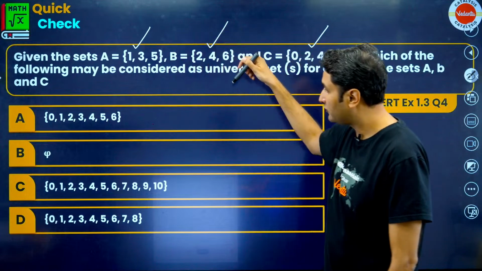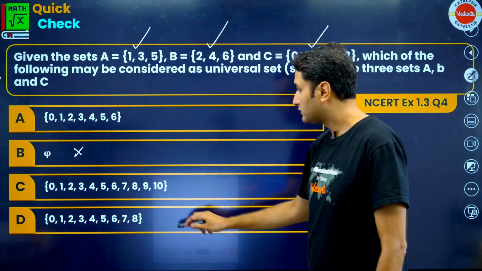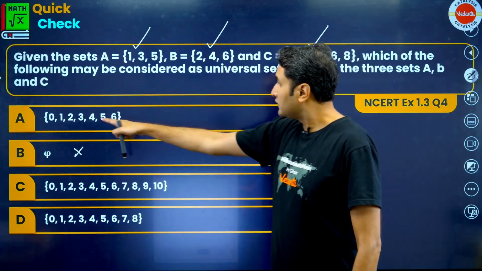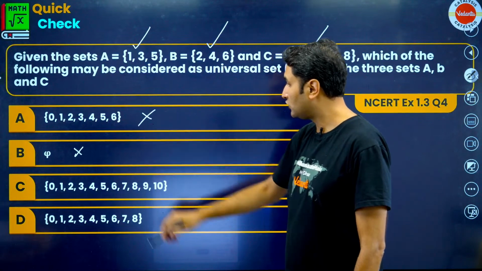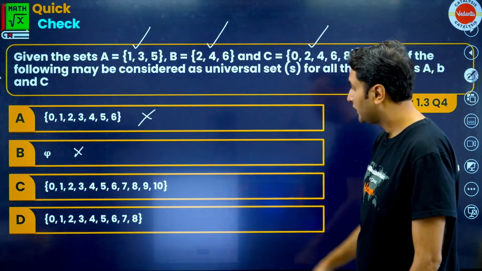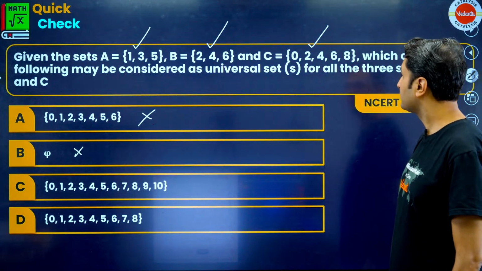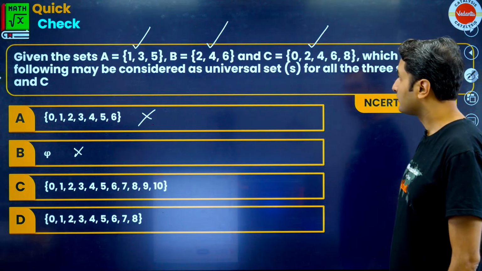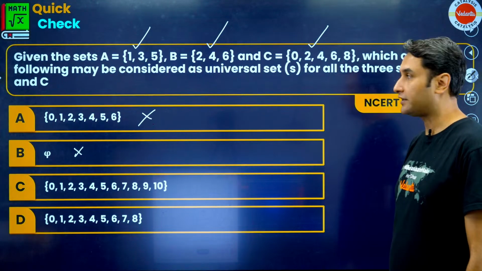1, 3, 5. This definitely not. What does it not contain? It does not contain 8, right? It does not contain this one, 0, 1, 2, 3, 4, 5, 6, 7, 8. Which one is not contained in this? Think.